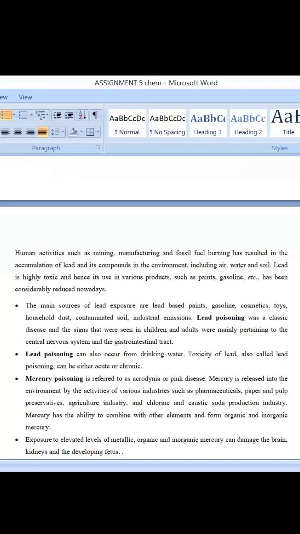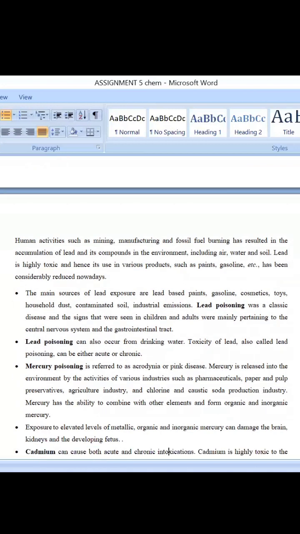Mercury is released into the environment by the activities of various industries, such as pharmaceuticals, paper and pulp, preservatives, agriculture industries, and chlorine and caustic soda production industries. Mercury has the ability to combine with other elements and form organic and inorganic mercury. Exposure to elevated levels of metallic, organic, and inorganic mercury can damage the brain, kidneys, and the developing fetus.